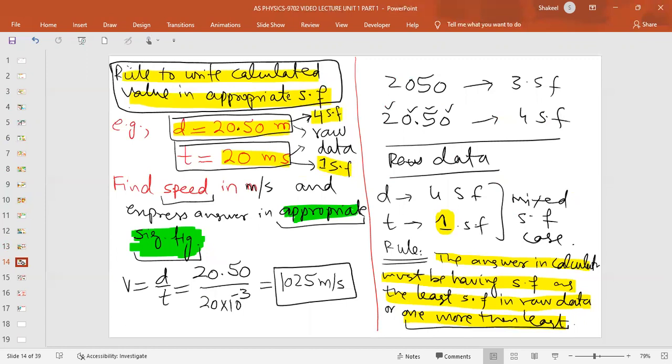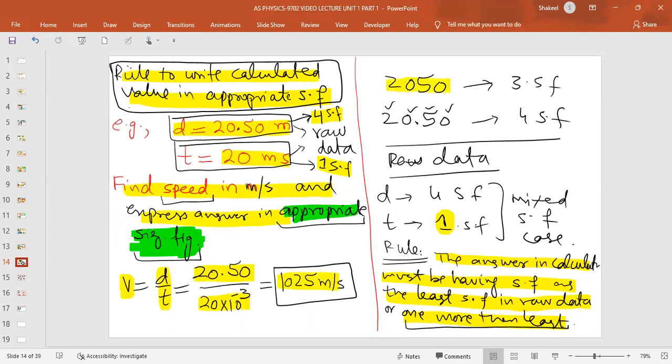If you don't understand, just go back in the video 30 to 40 seconds behind, and rewind the video, and you can see the rules for the zero being significant or not. What you have to do is find speed in meter per second and express your answer in appropriate significant figure. So we're going to find speed using formula distance over time. Distance is having 4 sig fig and time is having 1 sig fig. So your answer is 1025 meter per second.